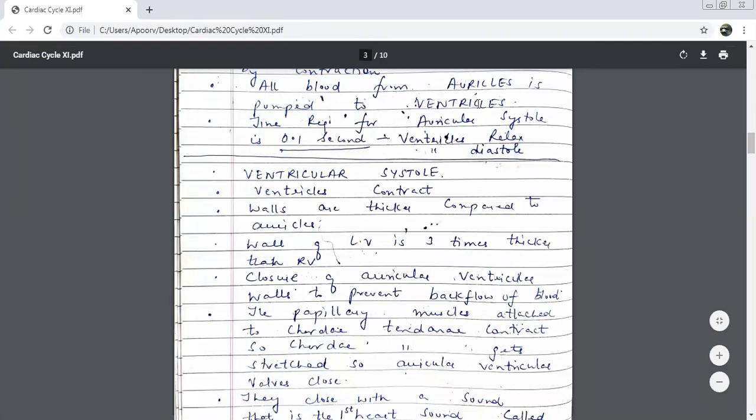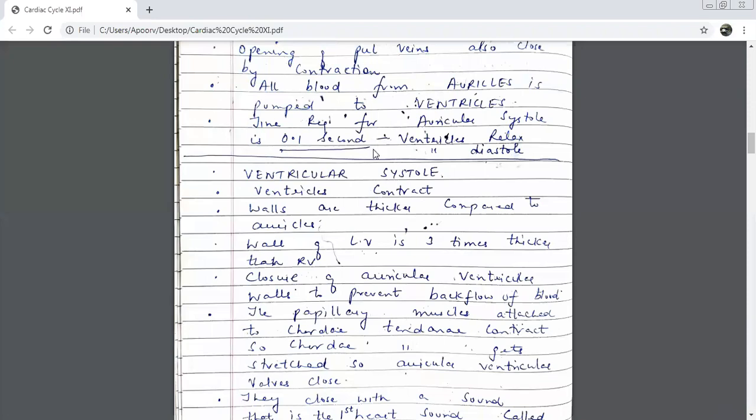Is it okay? The entire blood, whether oxygenated or deoxygenated, has now gone where? After the auricles contract, it has gone to the ventricles. The time required for auricular systole is 0.1 seconds. Your ventricles are relaxed. When I say auricular systole, what does it mean? Contraction of auricles. Now, when the auricles are contracting, the ventricles are relaxing. Yes or no? Yes, ma'am. So the auricular systole time is 0.1 seconds.